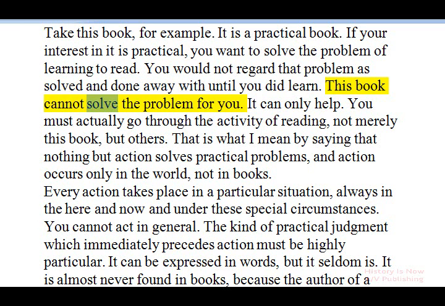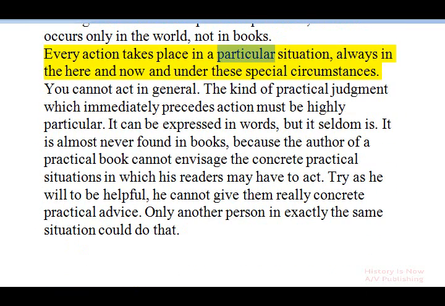This book cannot solve the problem for you. It can only help. You must actually go through the activity of reading, not merely this book, but others. That is what I mean by saying that nothing but action solves practical problems, and action occurs only in the world, not in books. Every action takes place in a particular situation, always in the here and now and under these special circumstances. You cannot act in general.